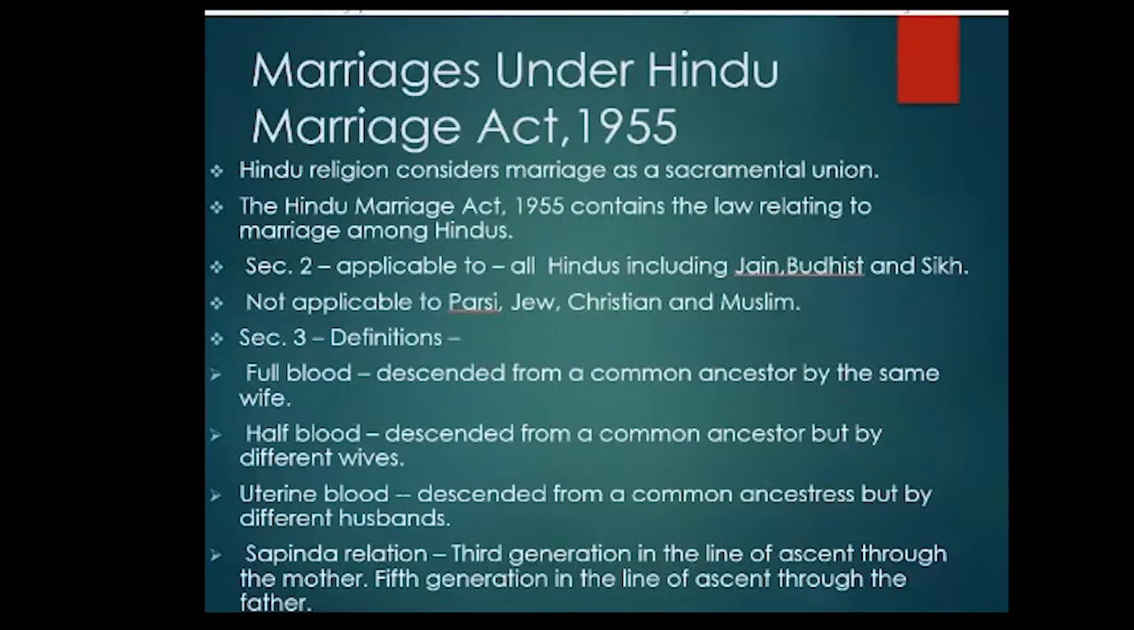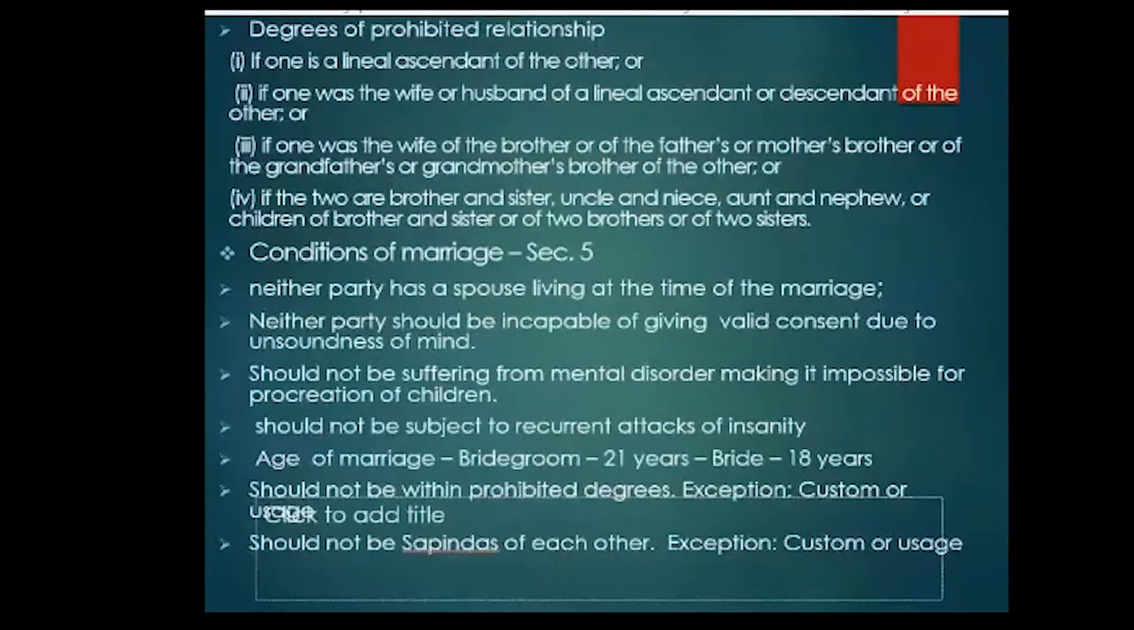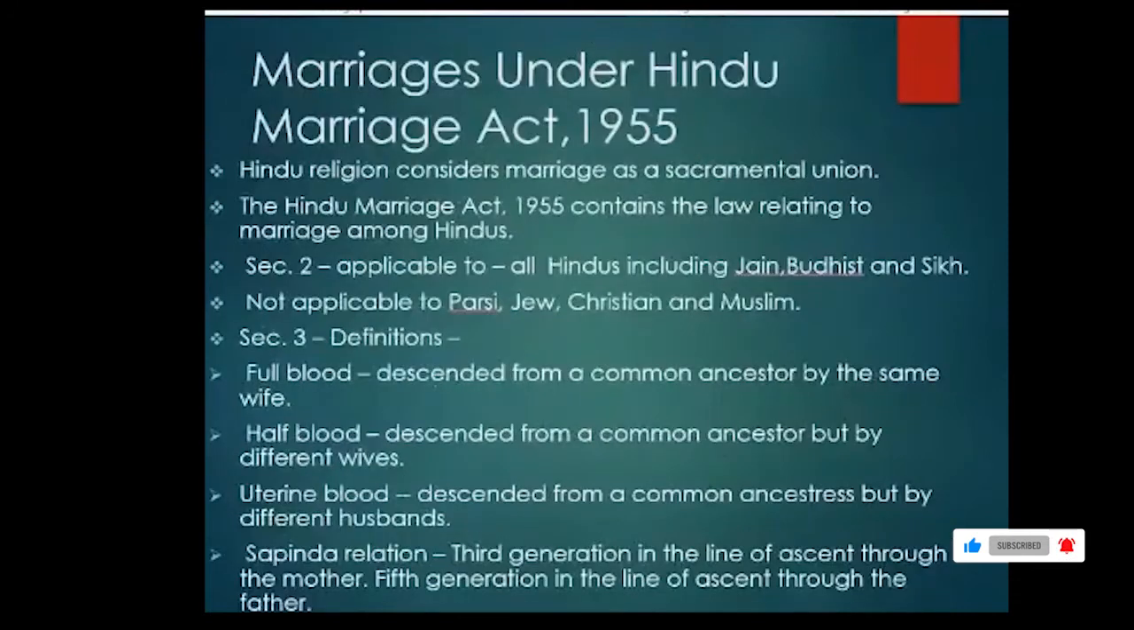Section 3 gives some definitions, which will be full blood, half blood, uterine blood, sapinda relationship, like that. Full blood means descendant from a common ancestor by the same wife, and half blood means descendant from a common ancestor but by different wives, and uterine blood means descended from a common ancestor but by different husbands. And sapinda relationship is a relation within the third generation in the line of ascent through the mother, and the fifth generation in the line of ascent through the father.